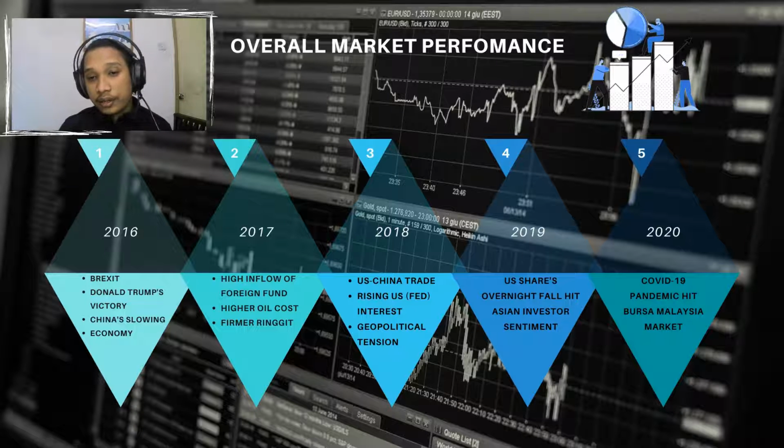What are the positive factors that influenced the market in the year 2017? There are three things: the high inflow of foreign funds, higher oil prices, and also the firmer ringgit.